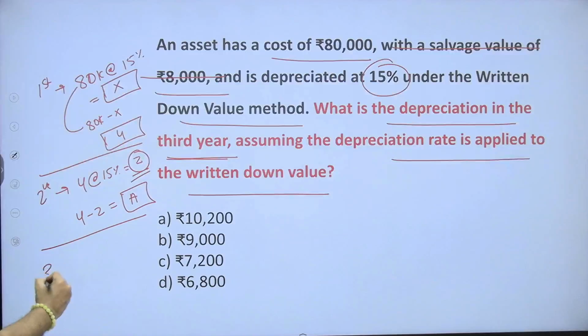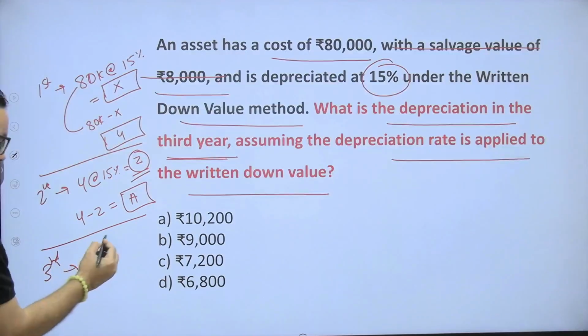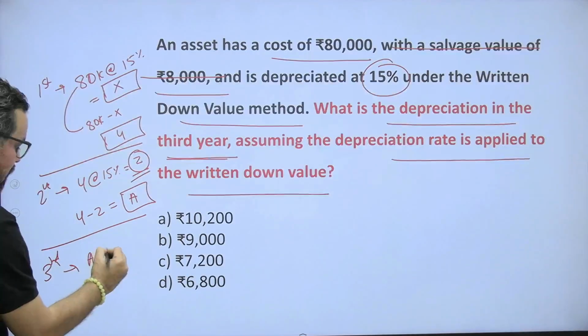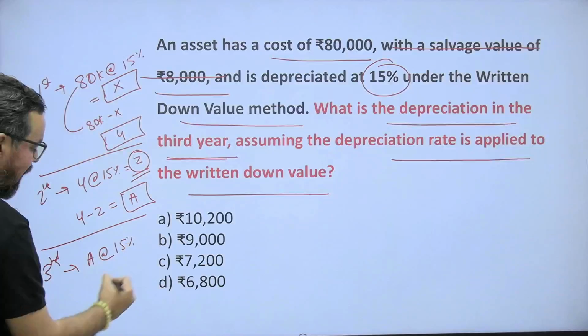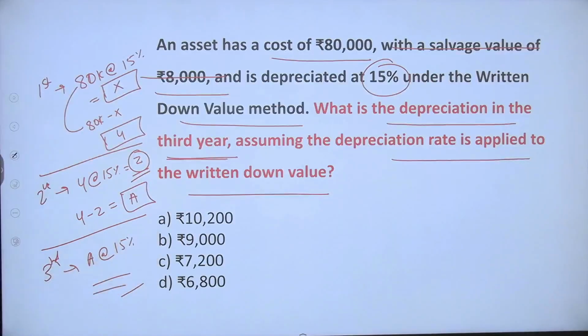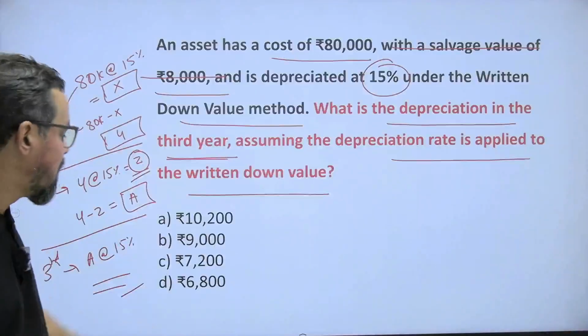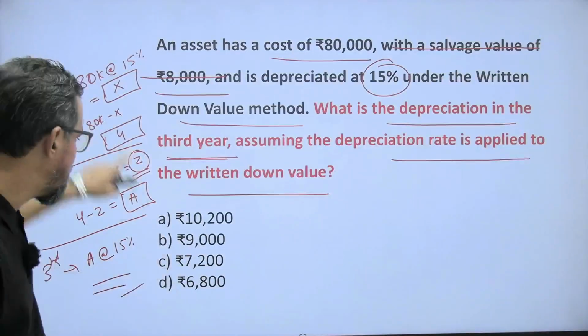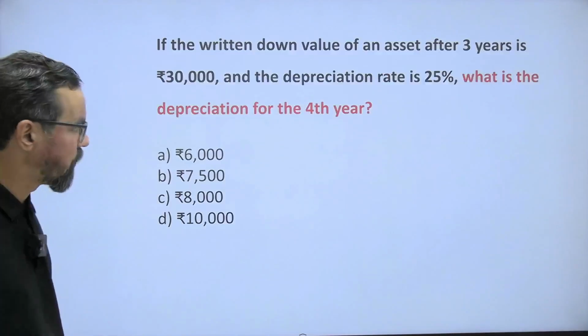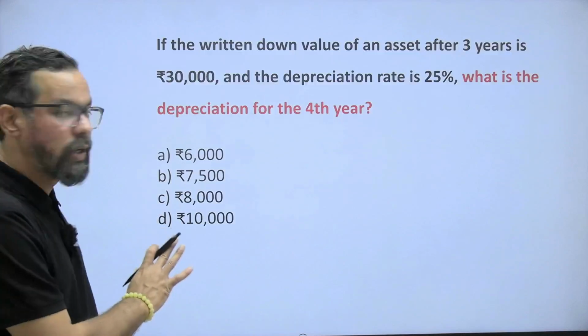This is the asset value at the end of the second year. For the third year, how will you calculate? It is A at the rate of 15%, and that will be your answer for this particular question, because they have asked what is the depreciation in the third year. They did not ask you the book value or others. So that is your answer for this one. These answers can be wrong also, but you just have to follow this particular structure.